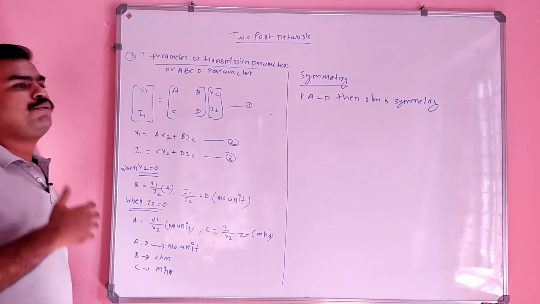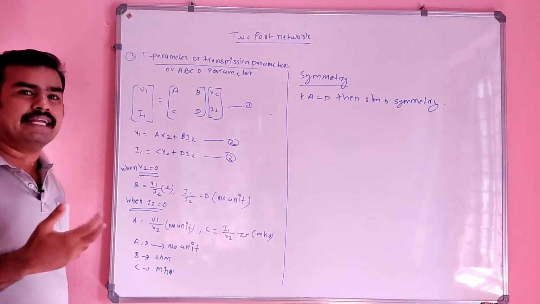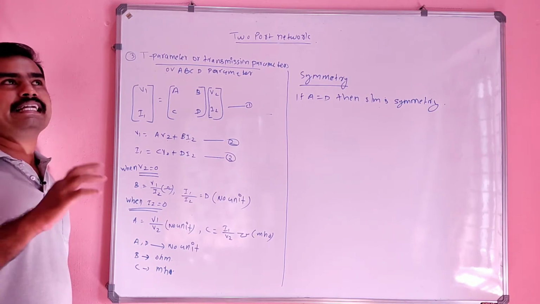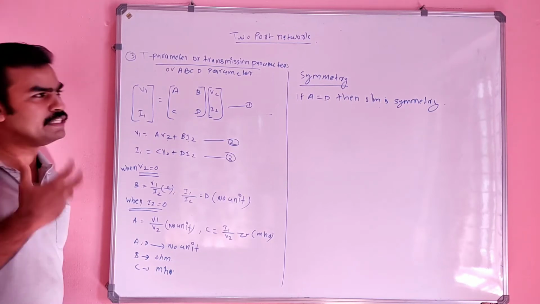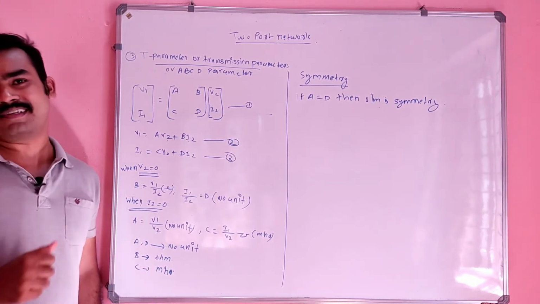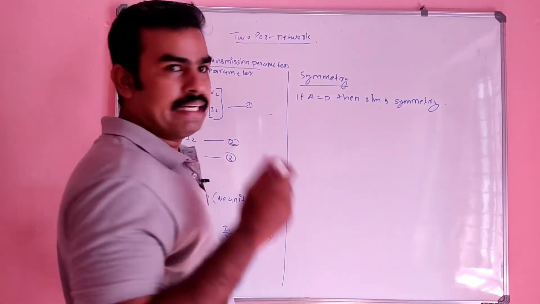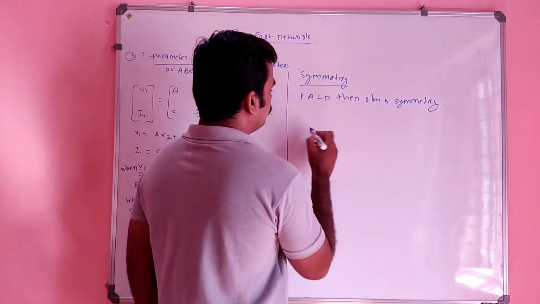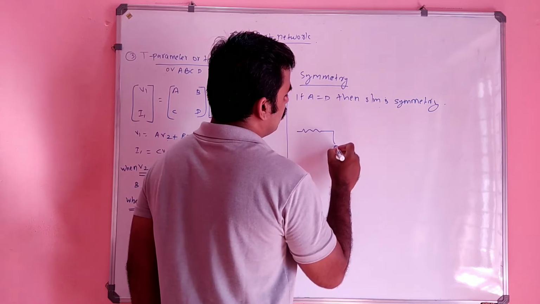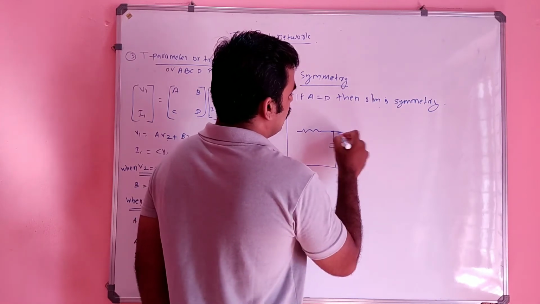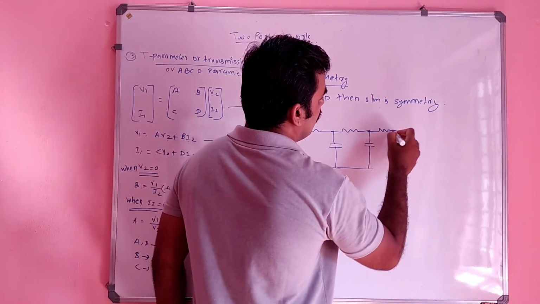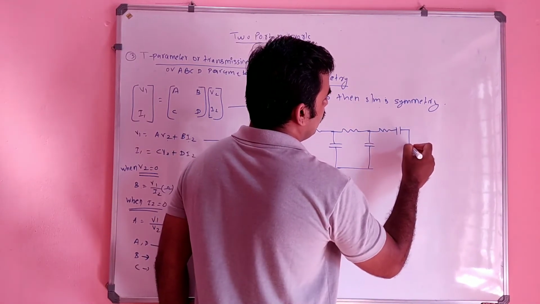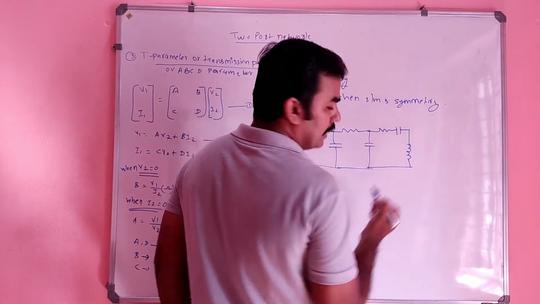In your BTech and all, you simply studied A equal to D means symmetry and AD minus BC equal to 1 means reciprocity. But what is the real meaning of a symmetric network? We will discuss now. A symmetric network means any network. Suppose this is R1, this is C1, and this is R2, and this is C2, and again this is R, and some element will be there, like that.